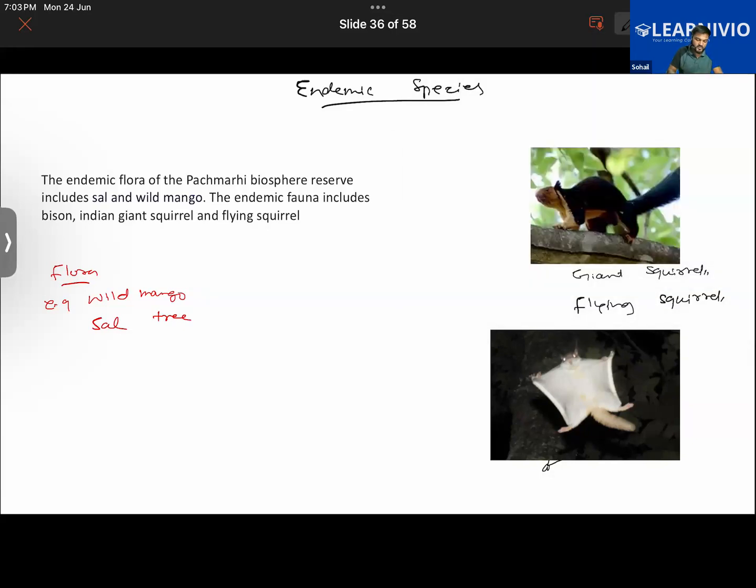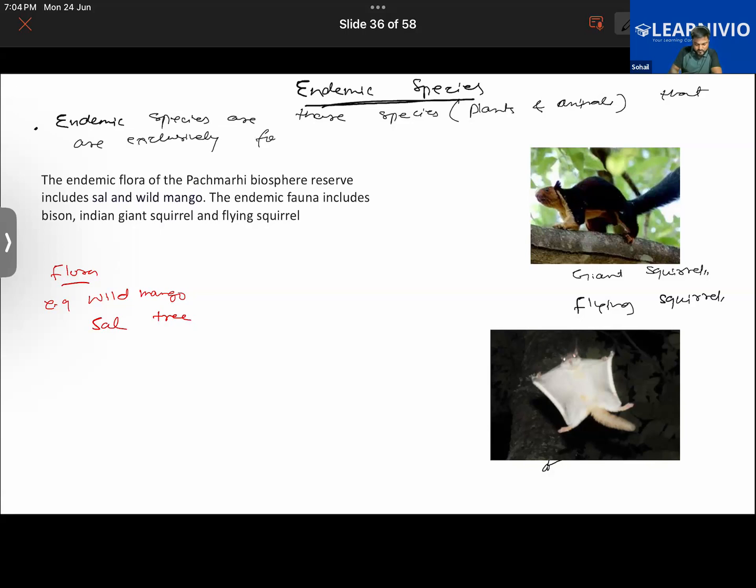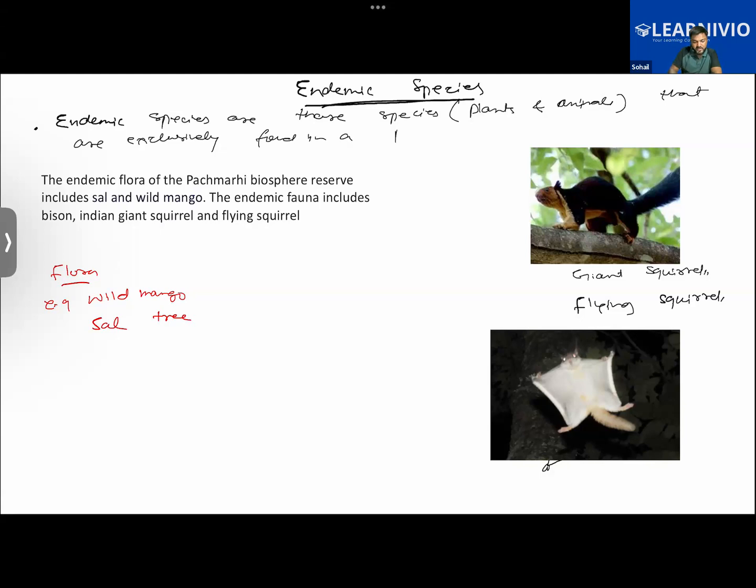So first of all, can you define to me what endemic species mean? The species which are found exclusively in a certain area, not naturally found anywhere else. Very good. So endemic species are those species of plants and animals that are exclusively found in a particular area. Hope that is clear to everyone.